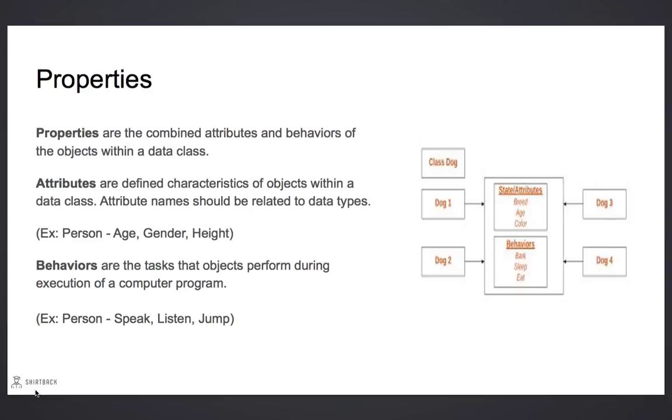Properties are the combined attributes and behaviors of the objects within a class. The attributes are the defined characteristics of objects within a class. Attribute names should be related to the data type. An example would be the age of a person, the gender, or the height. Behaviors are the tasks that the objects will perform during the computer program. For example, a person will speak, listen, or jump.